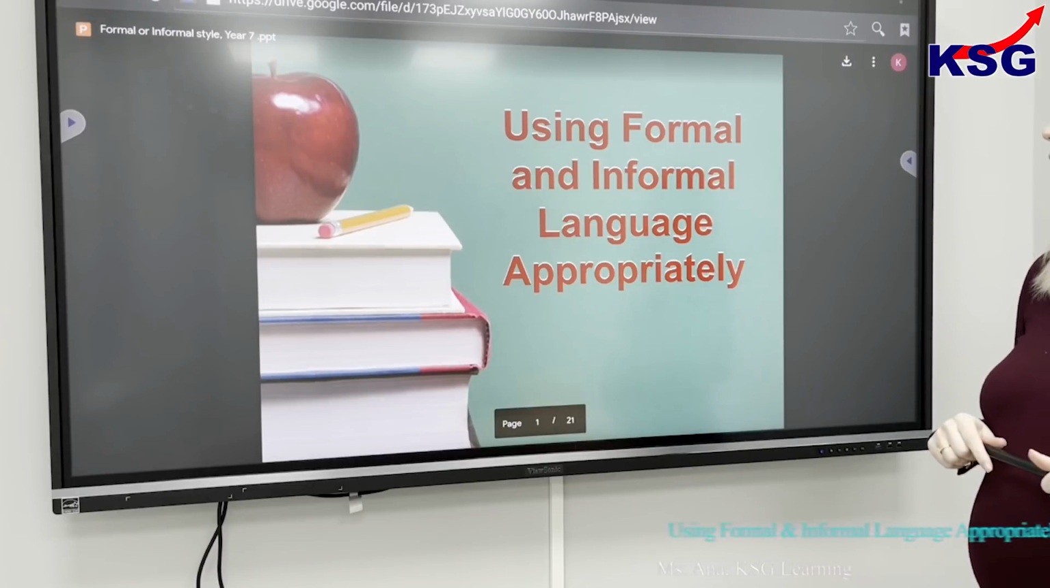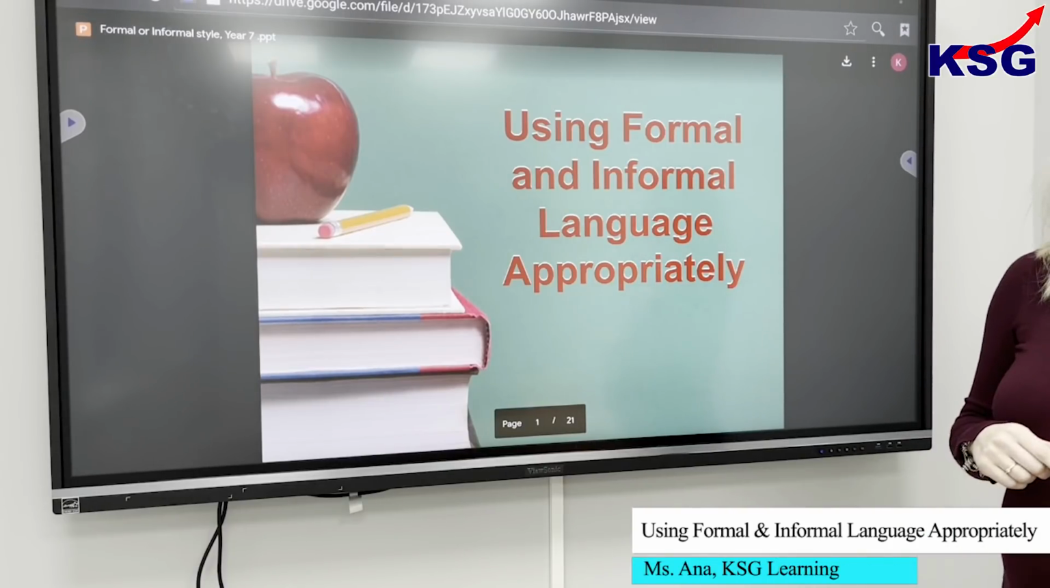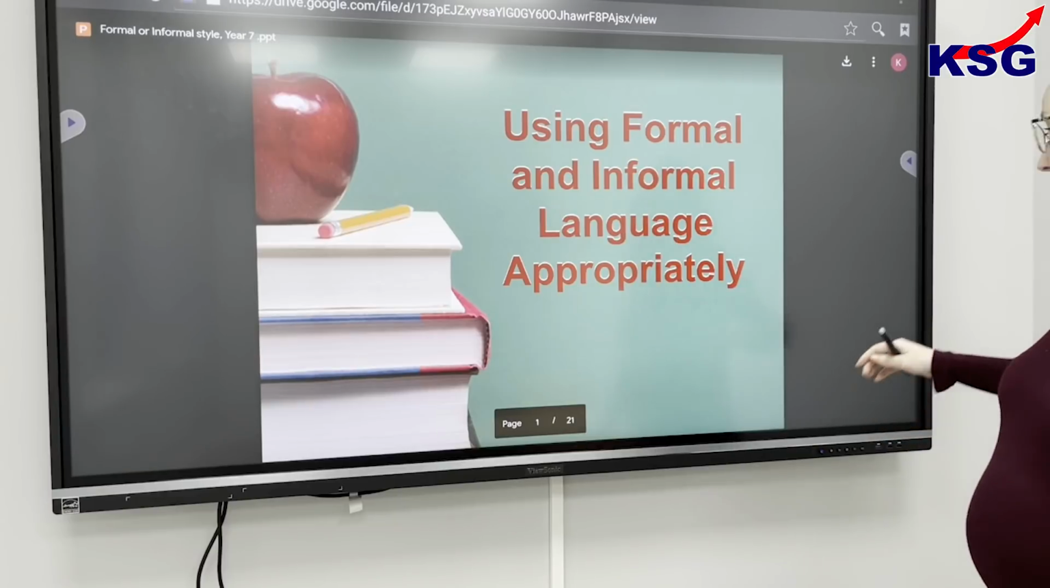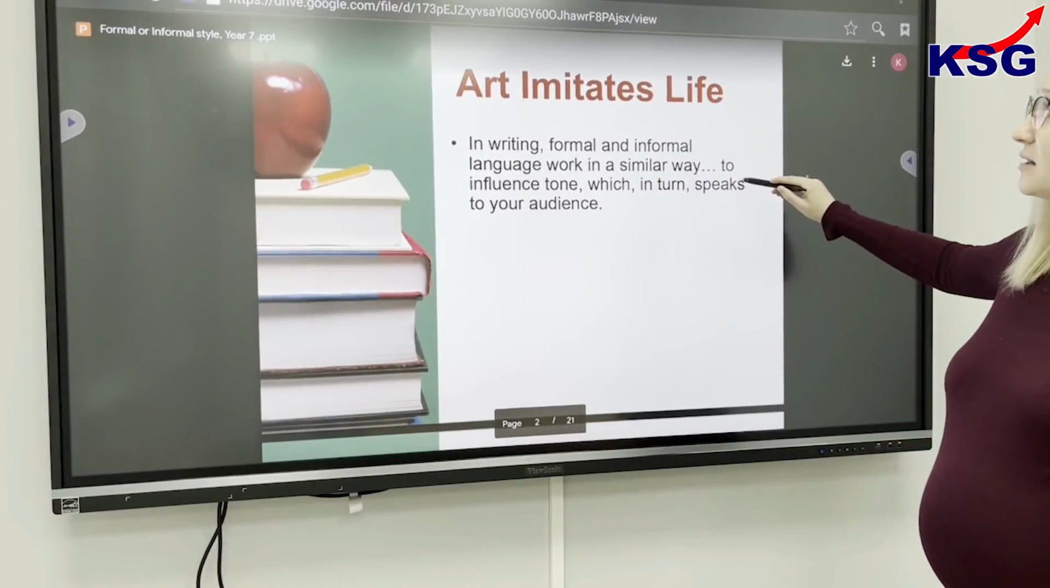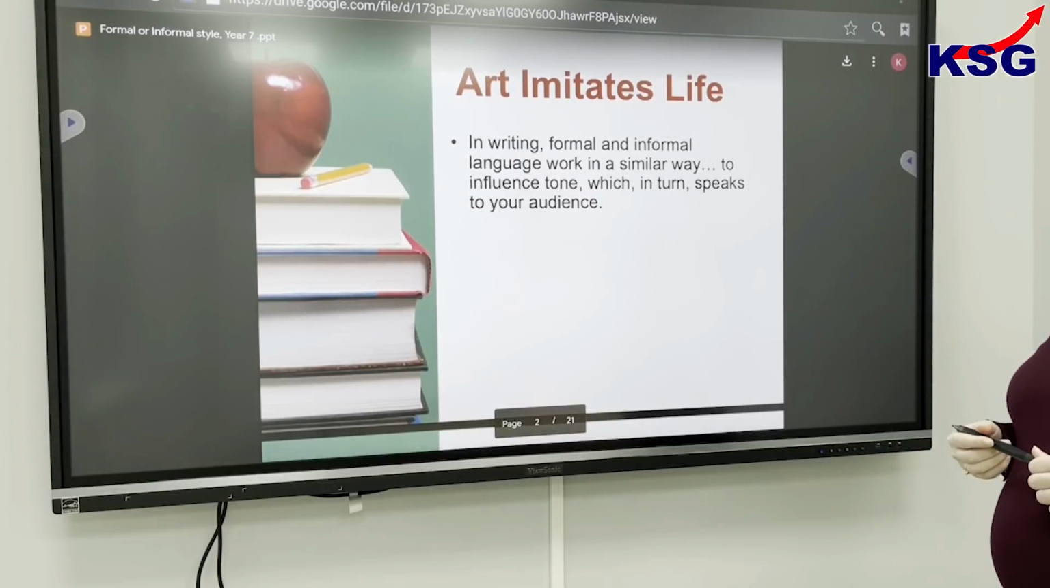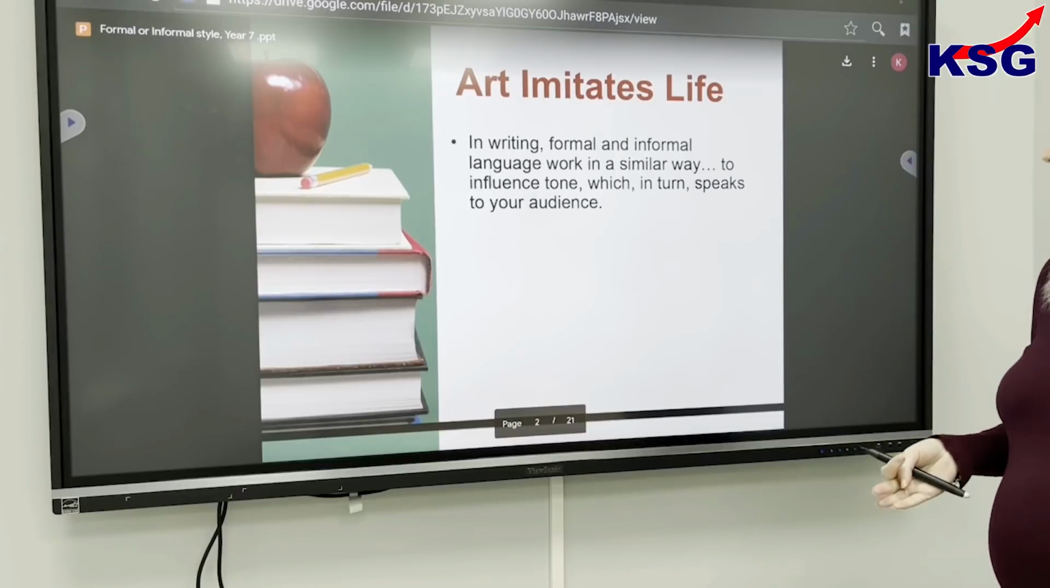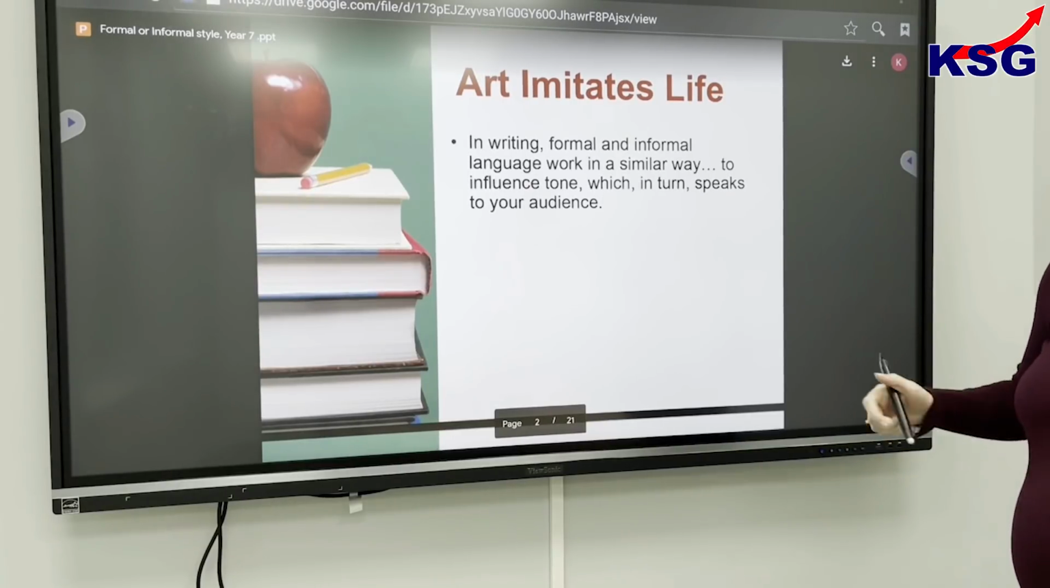Today we are going to learn about formal and informal language, and how to use it appropriately. The first thing we need to know is that art imitates life. In writing, formal and informal language work in a similar way to influence tone, which in turn speaks to your audience.